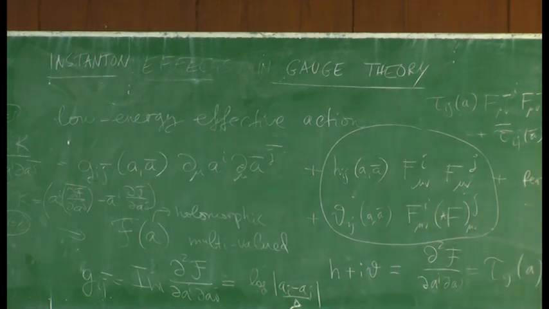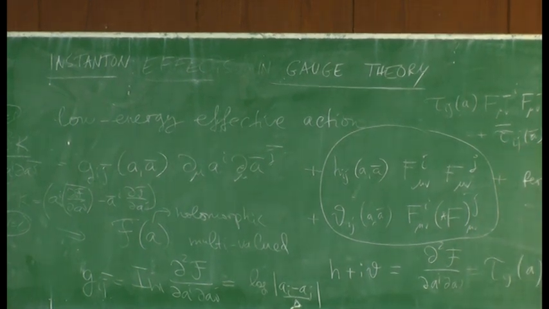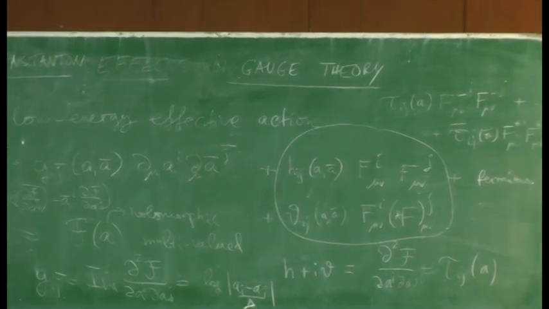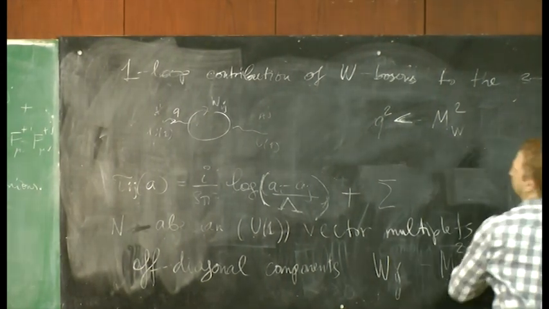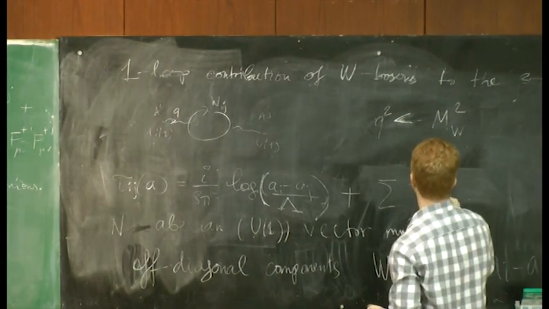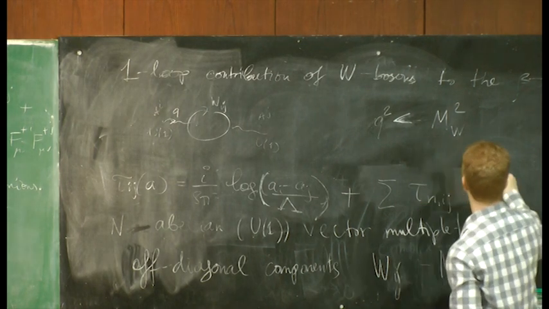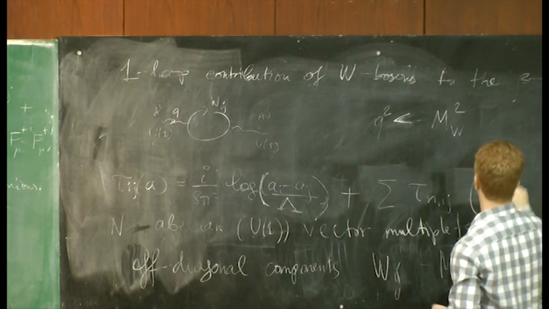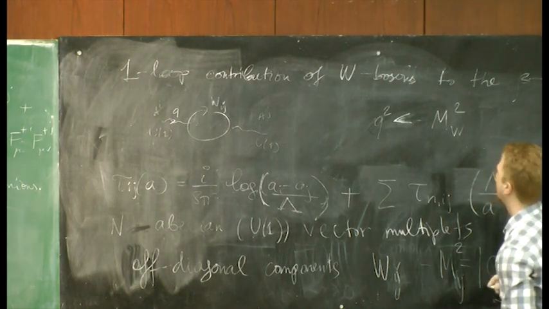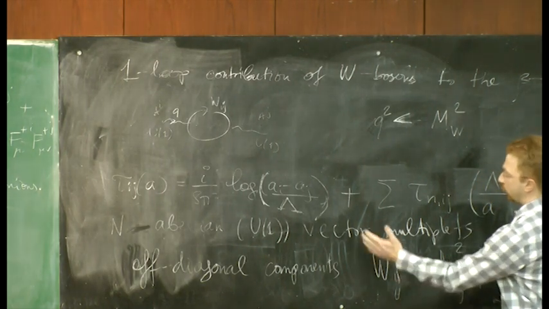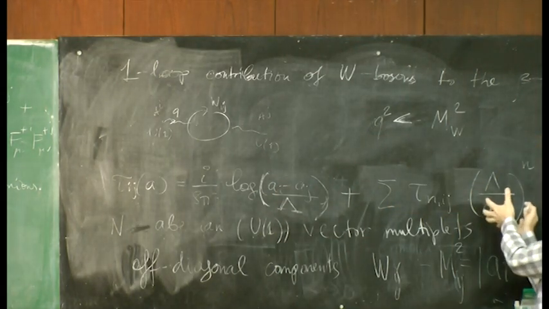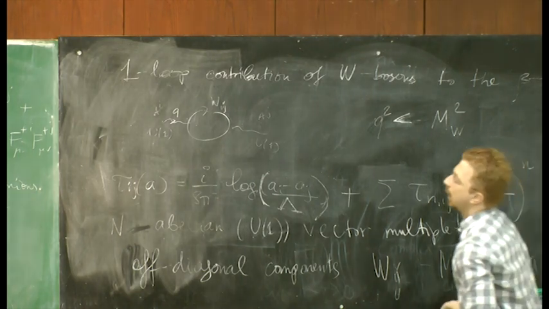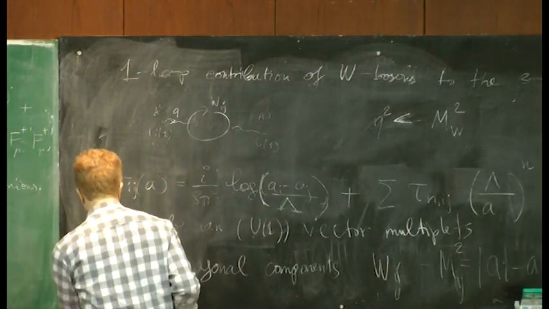What happens is that in addition to this one loop, there are instanton corrections, which are power-like corrections, and they are such that when you try to make the eigenvalues too close to each other, these corrections become important.